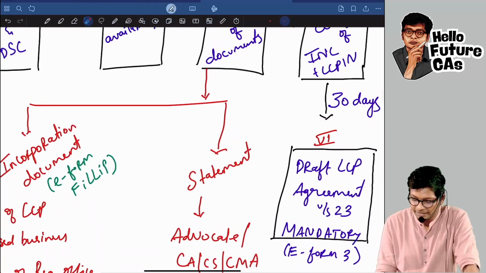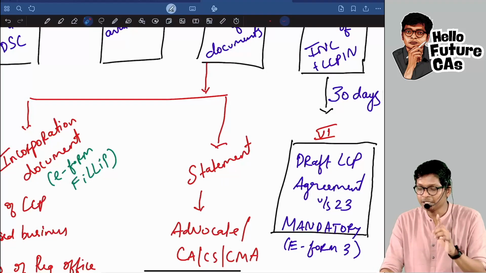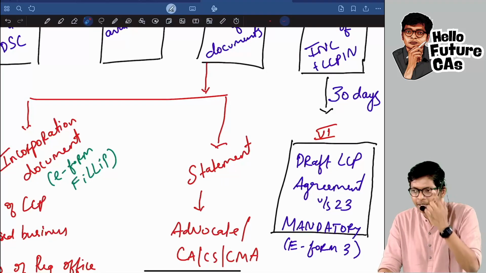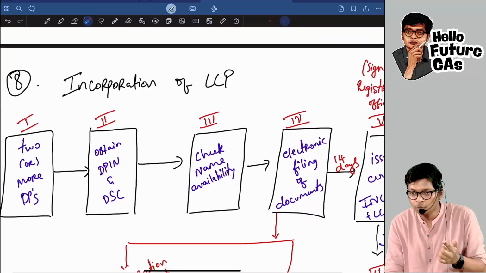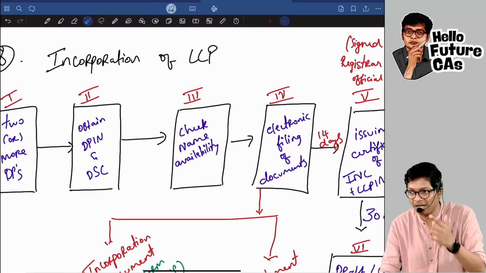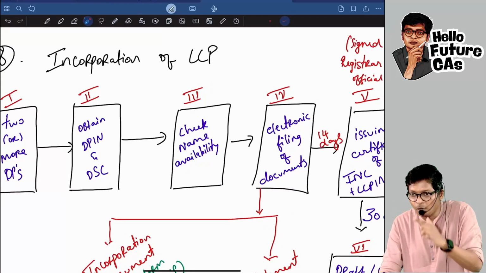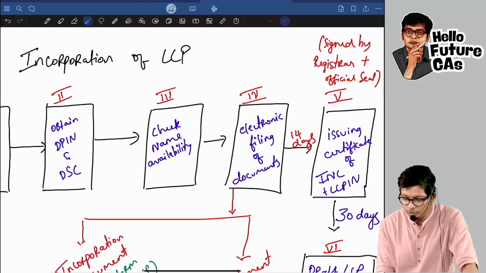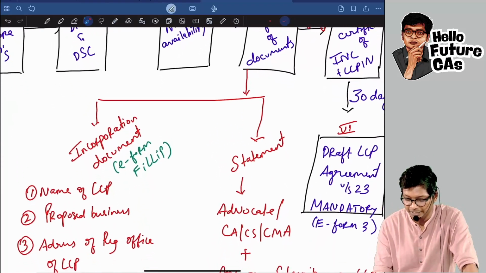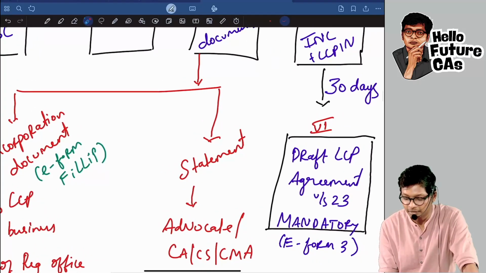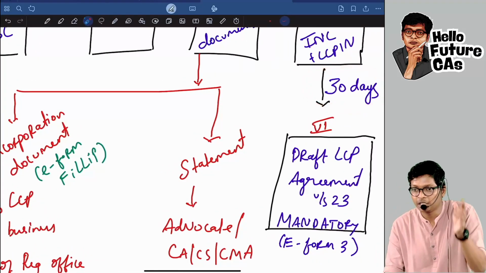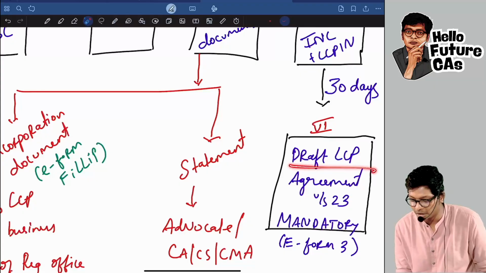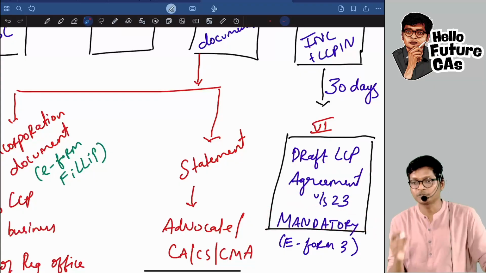Okay. Next, are you following, guys? Now look at the beautiful difference. In the Companies Act, when you are applying, you have to apply along with MOA and AOA. Here you don't apply like that. After you get the certificate of incorporation only, look at this, point 6. Within the next 30 days of getting the certificate of incorporation, you will draft the LLP agreement, which is mandatory, not optional.